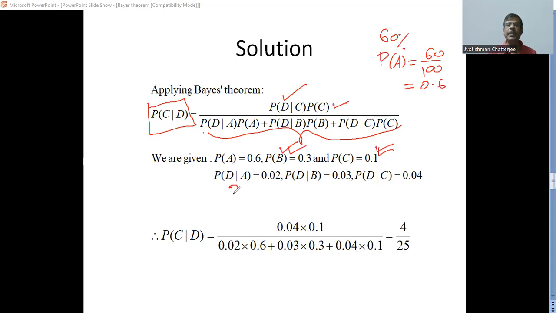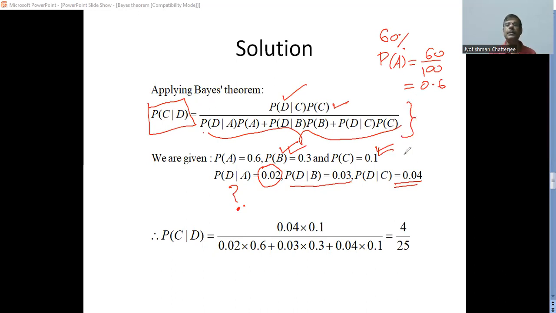How much is probability of D given A? That is the percentage of defective items produced by machine X. And we are given that 2% of items produced by machine X are defective. And that percentage in terms of probability is nothing but percentage divided by 100. That's why it is 0.02. Similarly, probability of D given B is equal to 0.03 and probability of D given C is equal to 0.04. So we have got all the things needed to apply this formula.